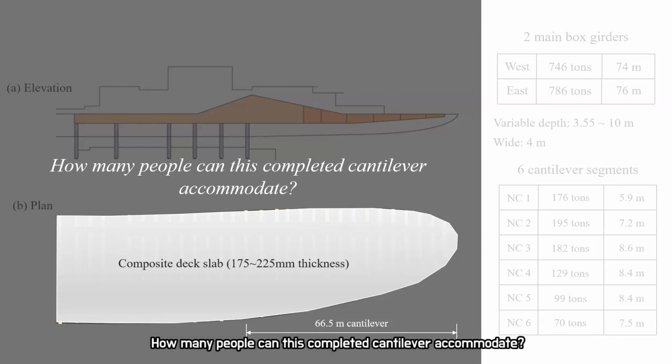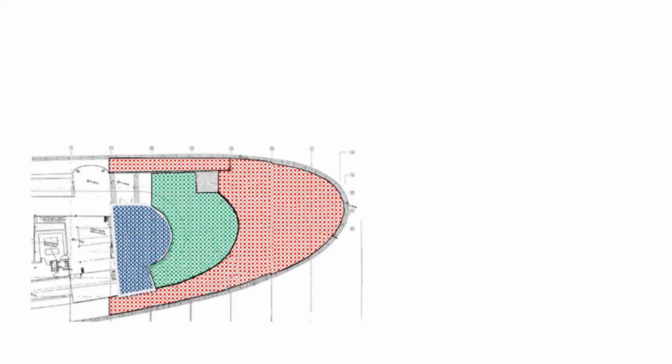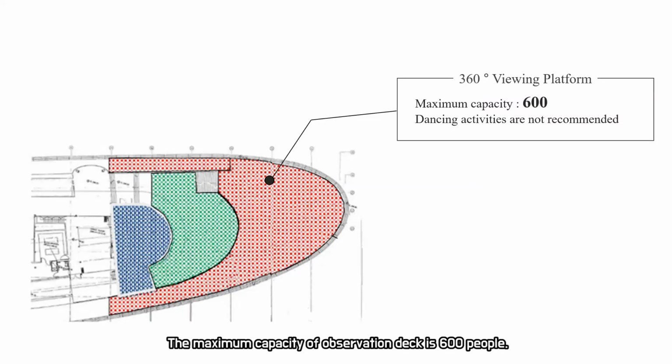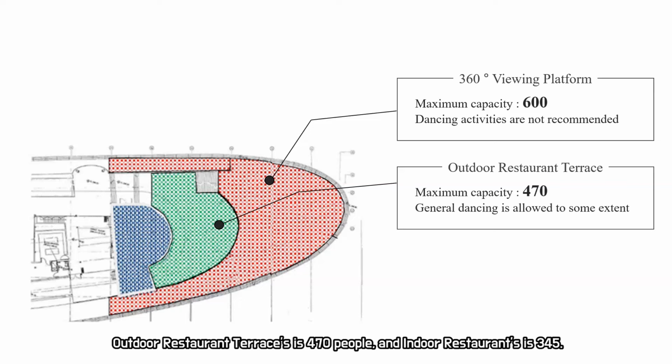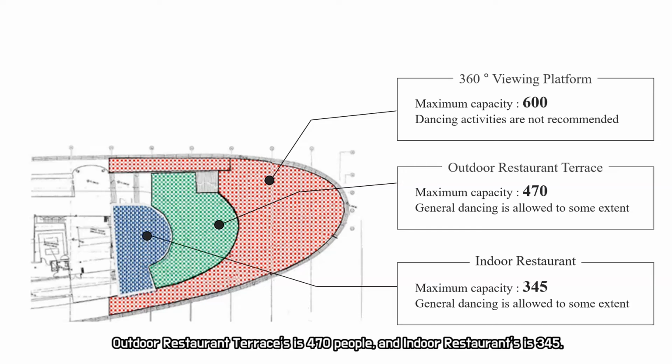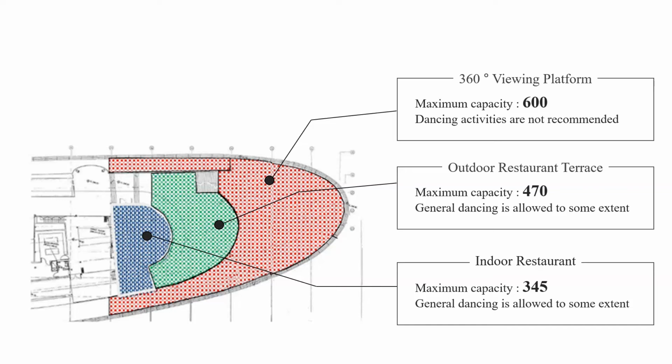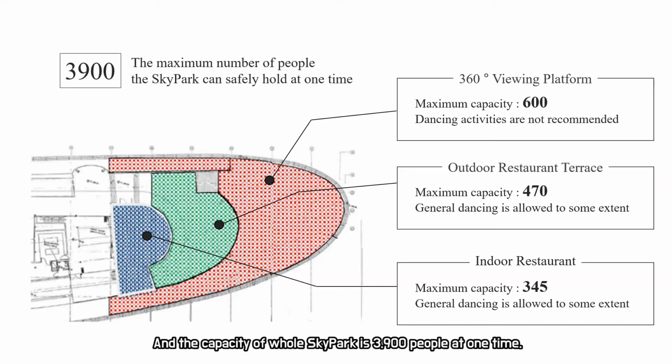How many people can this completed cantilever accommodate? The maximum capacity of the observation deck is 600 people. The outdoor restaurant terrace is 470 people, and the indoor restaurant is 345. And the maximum capacity of Hull Sky Park is 3,900 people at one time.